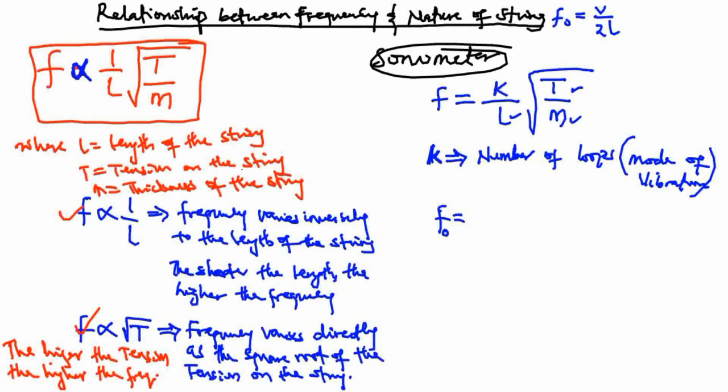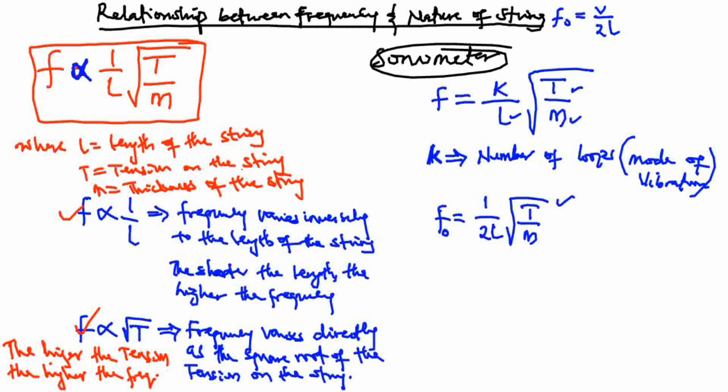In that order, we'll be saying that f naught is going to be equal to 1 over 2L. Remember, 1 over 2L, the square root of T over M. So this would be the fundamental. This will be the equation that we use for the fundamental when we are putting into consideration the nature of the string.